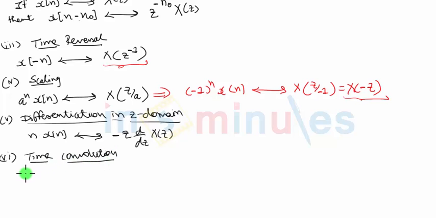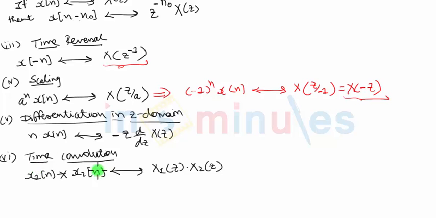In time convolution, we again consider two signals x1 and x2 of n and we convolve them. So if you convolve the two signals x1 of n and x2 of n, then the corresponding Z transform will be the product of the individual Z transforms. So x1 of z into x2 of z, the whole thing will be the Z transform of the two convolved signals. And see, this is also one very important property.